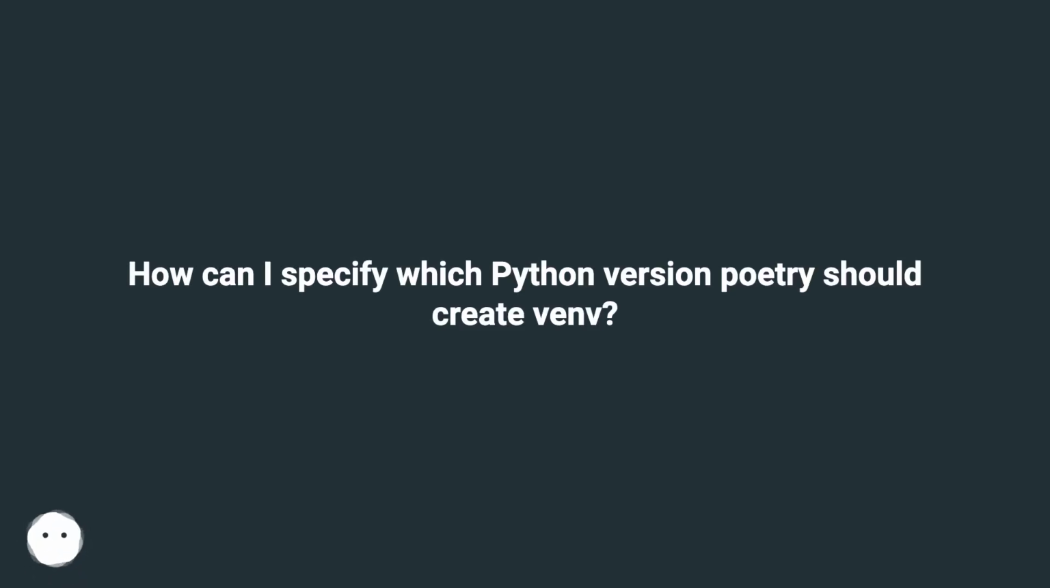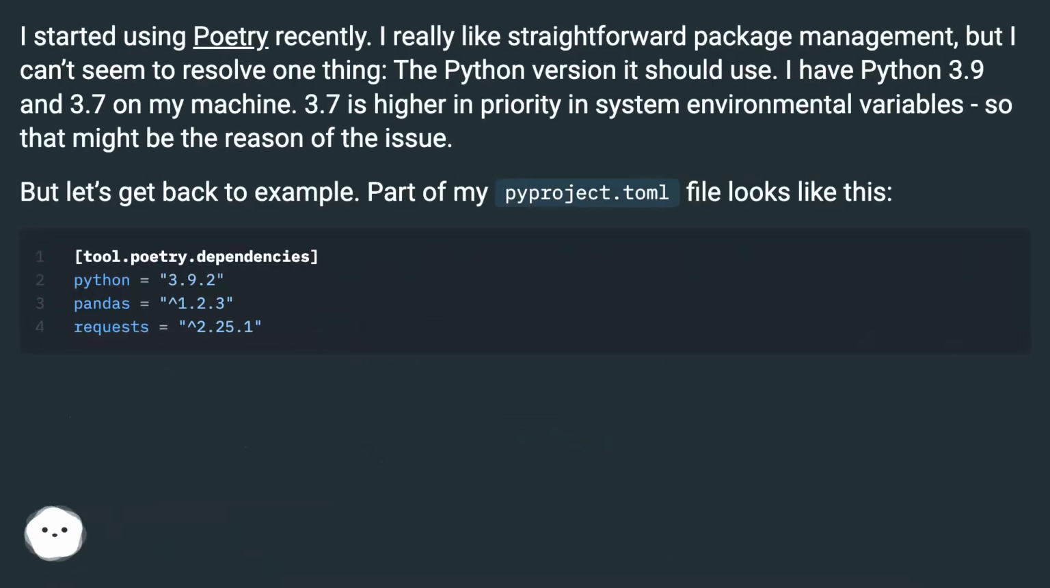How can I specify which Python version Poetry should create Venv? I started using Poetry recently. I really like straightforward package management, but I can't seem to resolve one thing: the Python version it should use.